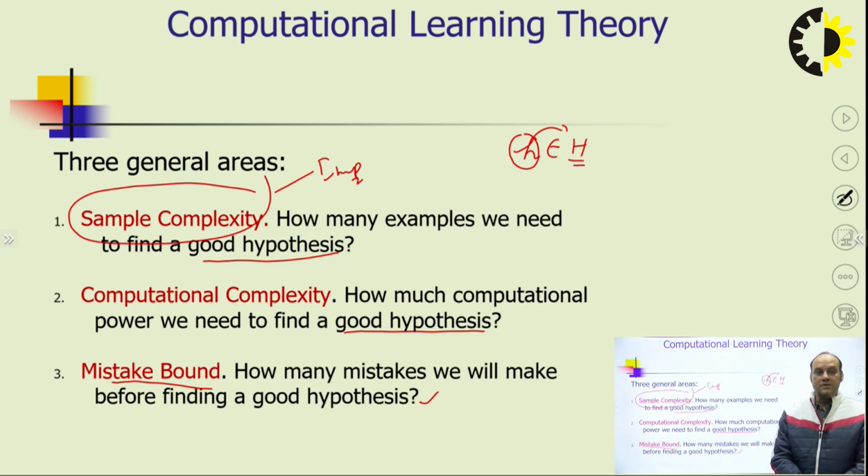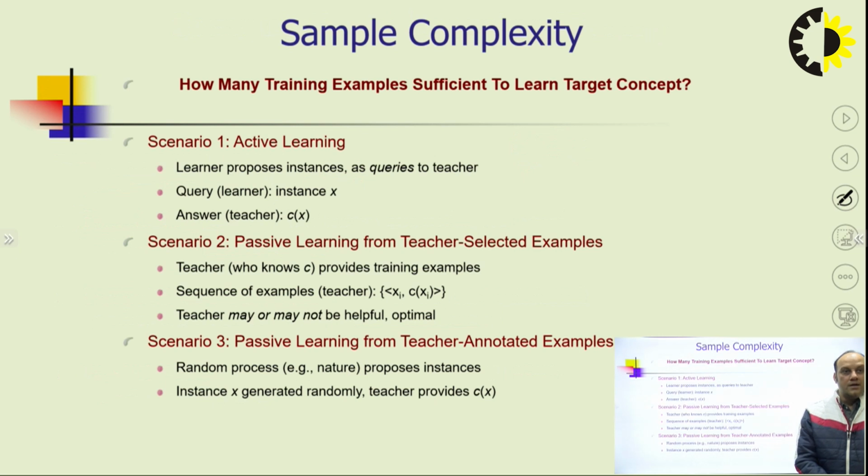There are three general areas, so always keep in mind, this is important when the question asks about computational learning theory. Number one is sample complexity, number two is computational complexity, number three is mistake bound. So, how many training examples are sufficient to learn the target concept? This is one important question that is always in our mind while implementing a machine learning algorithm.